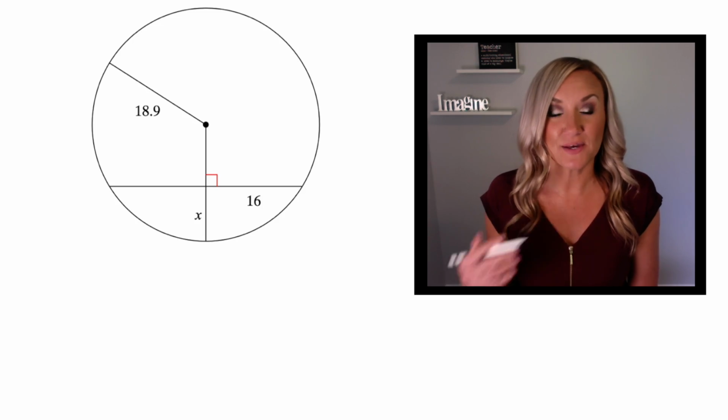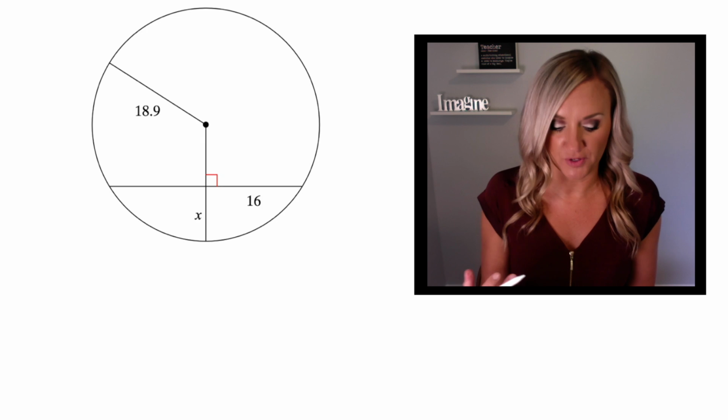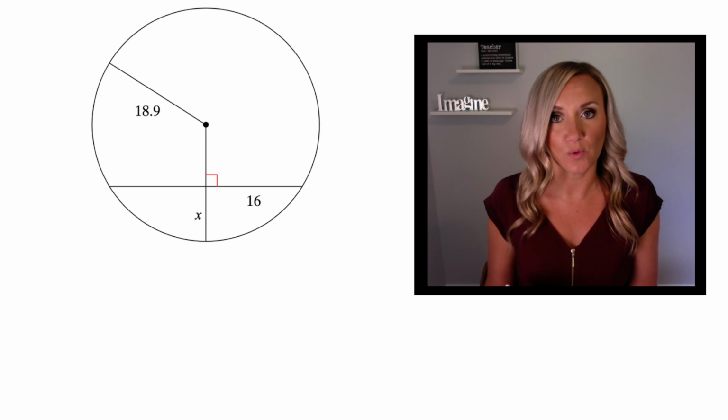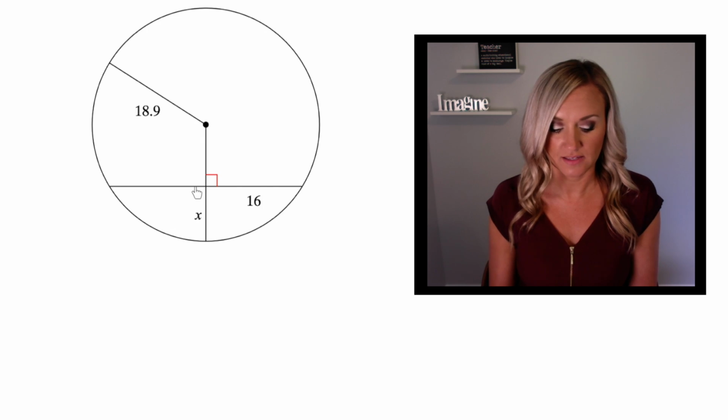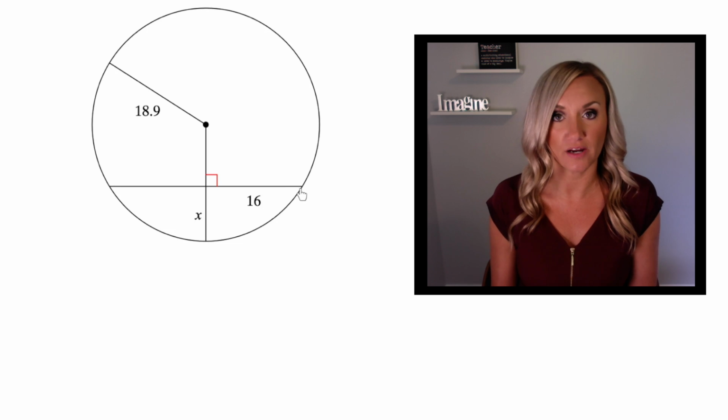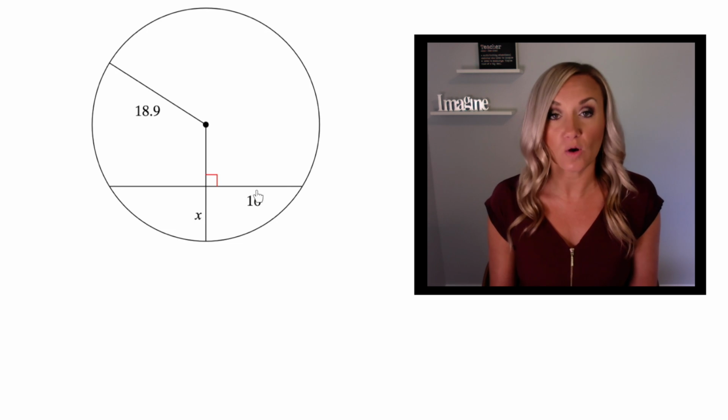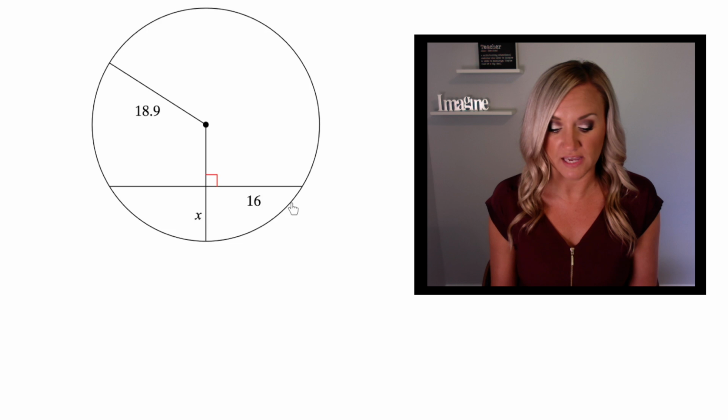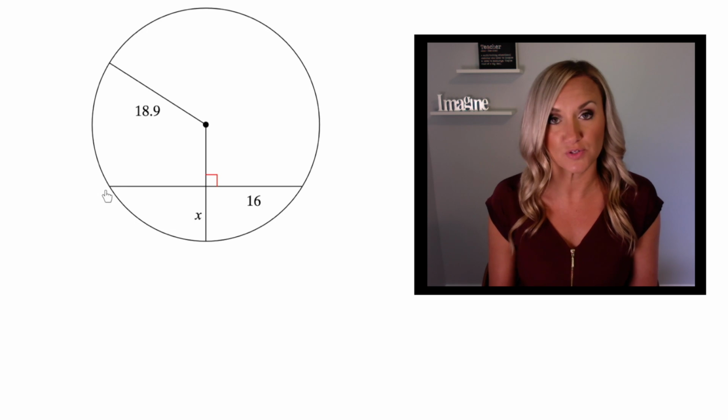The beautiful circle that is in front of you has a chord, and let me show you where it's at. It's this line right here. This is called a chord because both of its endpoints are on the circle.